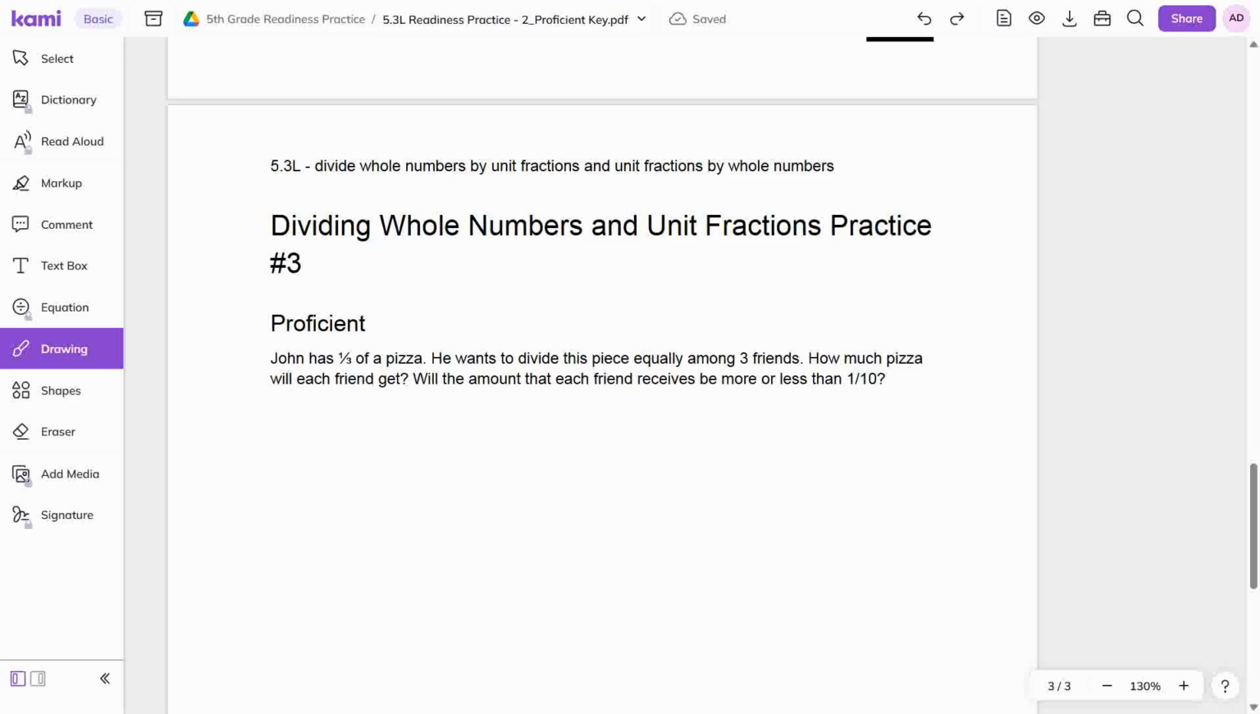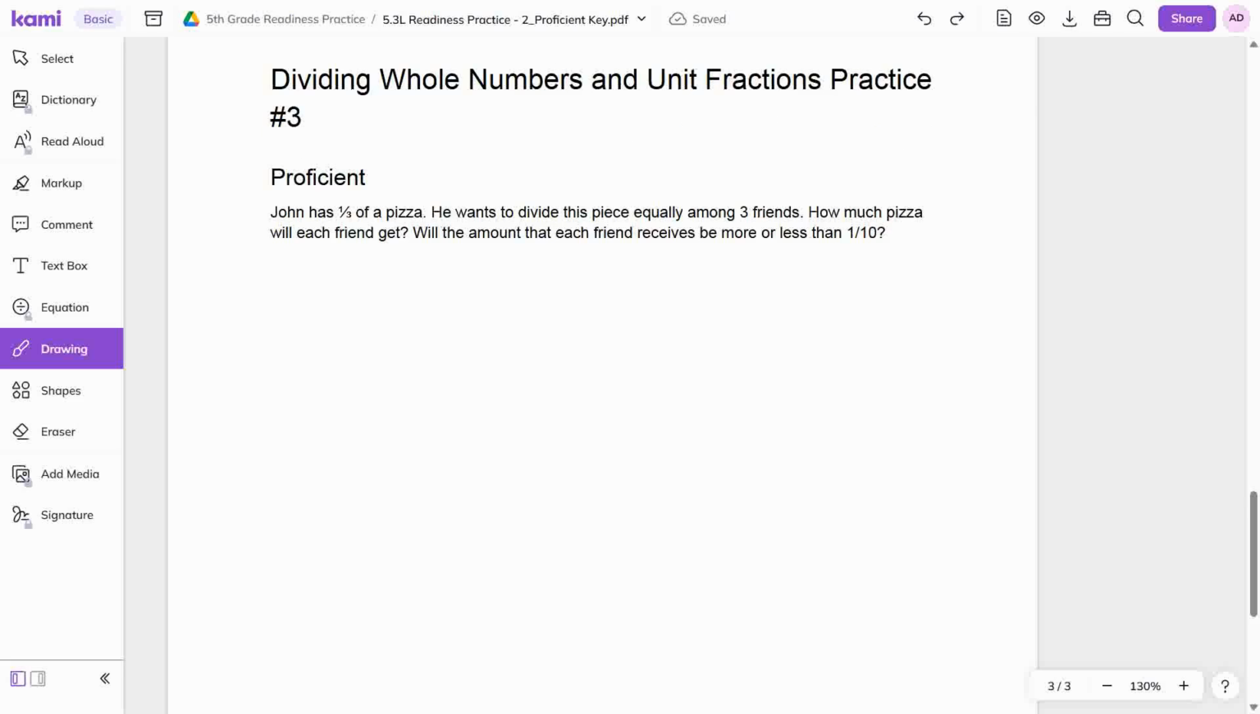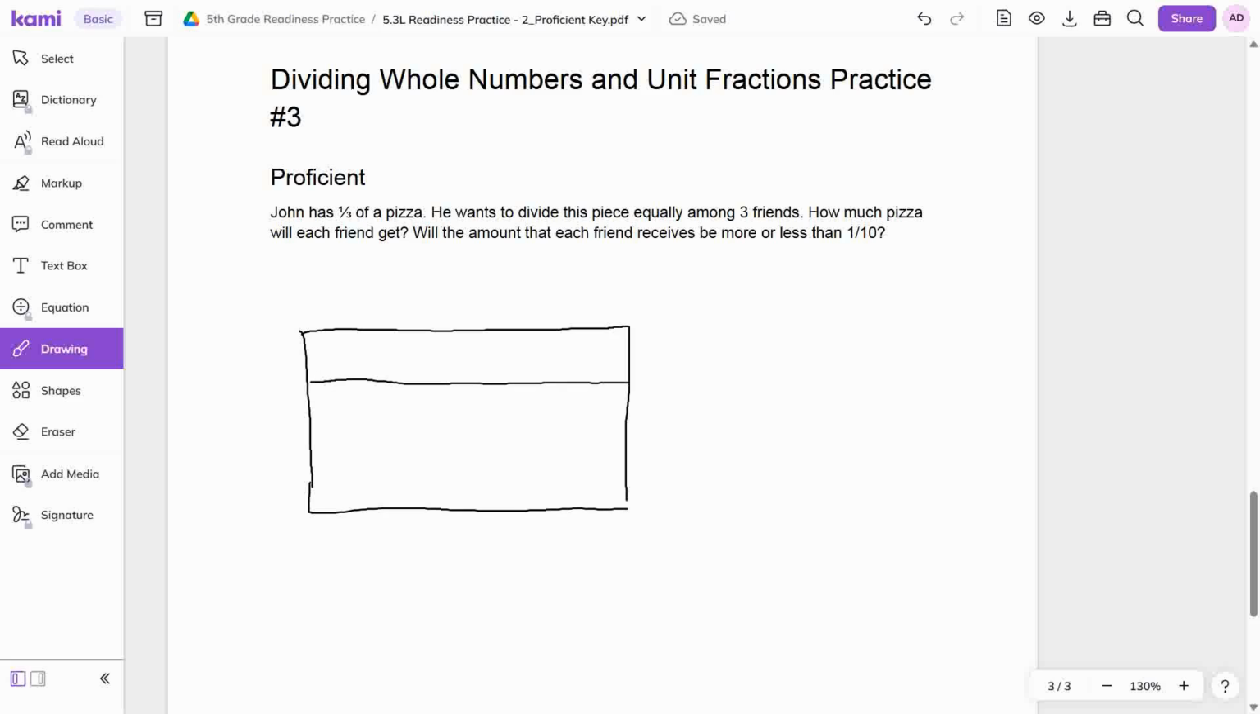For our third problem, we've got John, and he's got a third of a pizza, and he wants to divide it equally among three friends. So they're not going to get very much of the pizza. So let's do this. Let's draw a rectangular pizza, and we're going to pretend like it's a deep dish. I'm going to cut it into thirds. Okay, so we're going to say it's this bottom third right here.